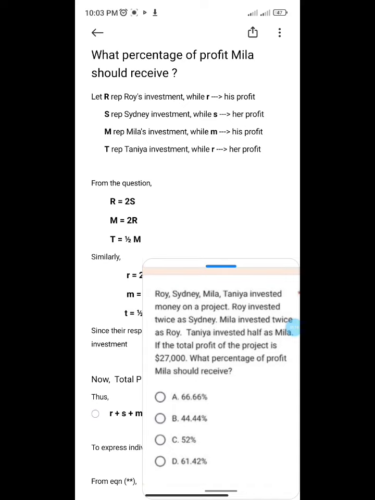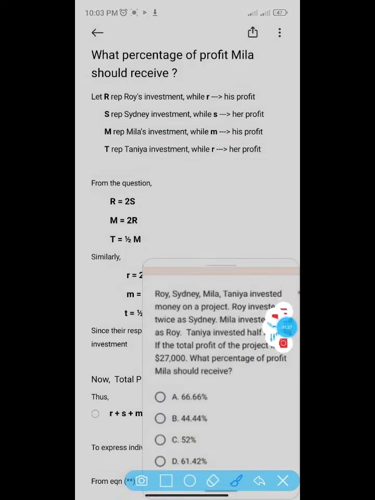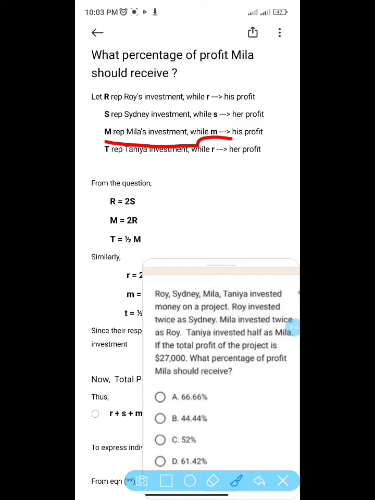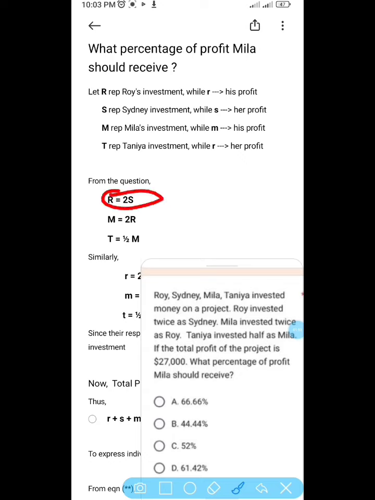Now what we said is let R represent Roy's investment, while small the Y case R actually represent his profit, and the same thing for Sydney. S represents Sydney's investment. Again, similarly for Mila, M represents investment. Similarly for Taniya. Now having said that, from the equation, how do you get R equals to S?